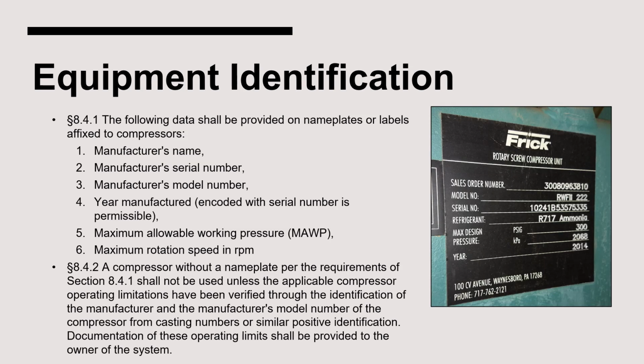Standard 2 requires that compressors be designed with a nameplate consisting of the manufacturer's name, serial number, model number, year manufactured, MAWP, and maximum rotation speed. A compressor is not allowed to be used if it lacks a nameplate. However, if the owner has documentation of the manufacturer's operating limits, the compressor may be used.